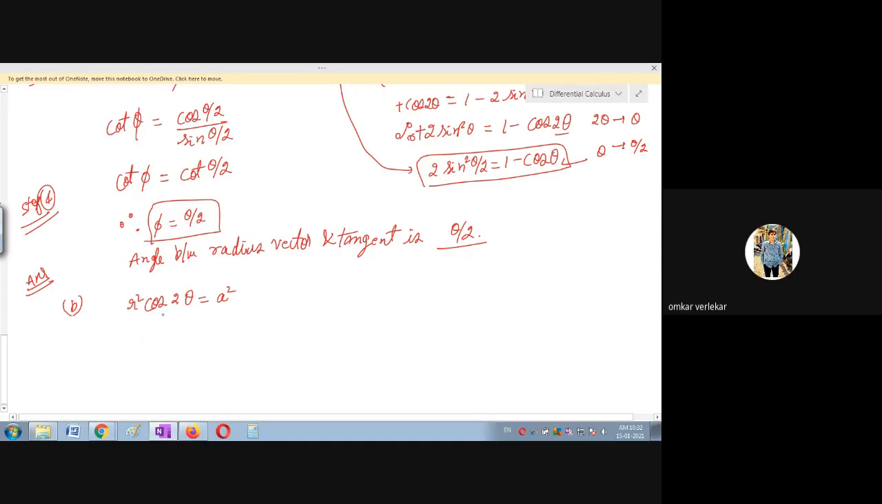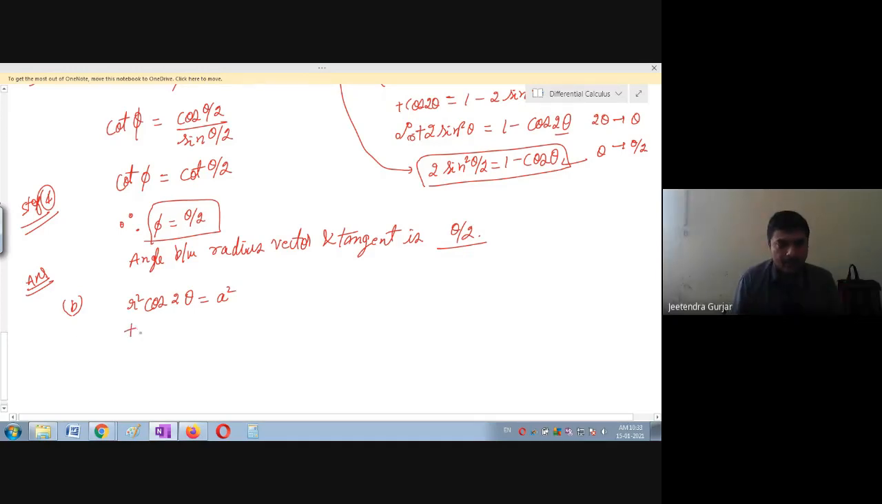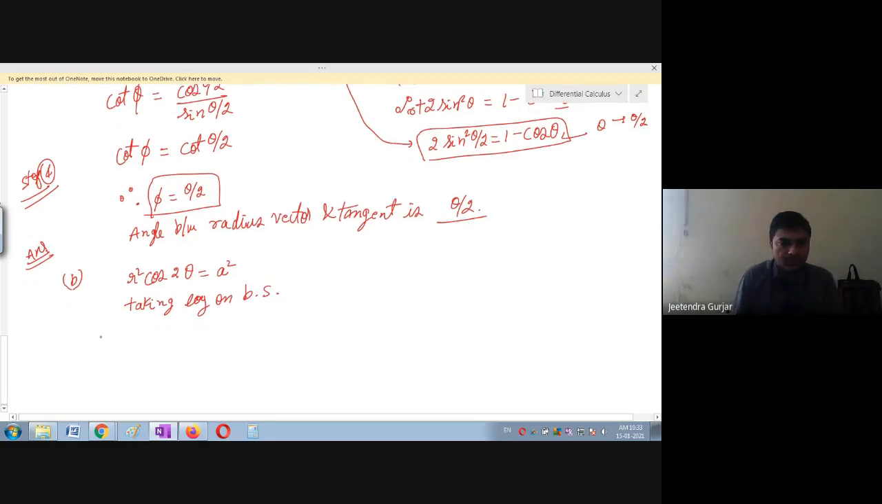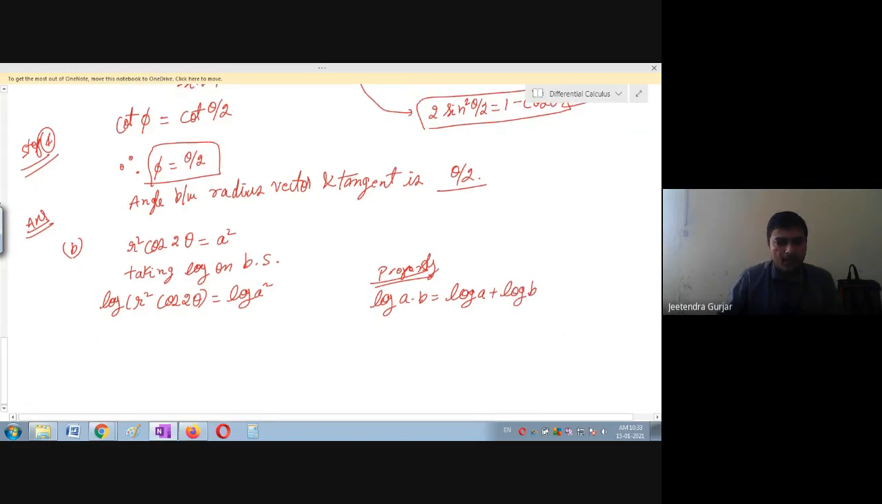Sir, take log on both the sides, sir. Excellent. That is what you have to remember, taking log on both sides. So you also take log on both sides. So this is log of r square cos 2 theta is equal to log of a square. We are going to use one very important property, students. That is log of a into b, keep this in your mind, is log a plus log b. You're going to use this property.